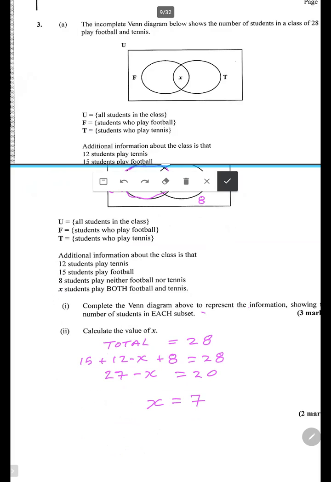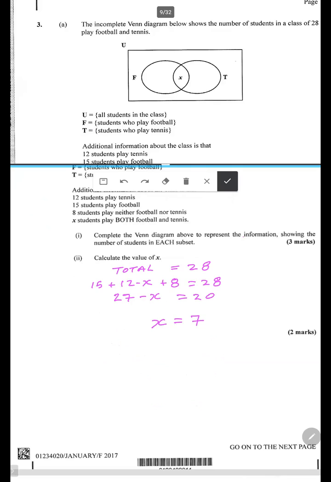All right, anyway you want to look at it, that is it. All right, so that completes that question. All right, so far so good. All right, let's move up again.